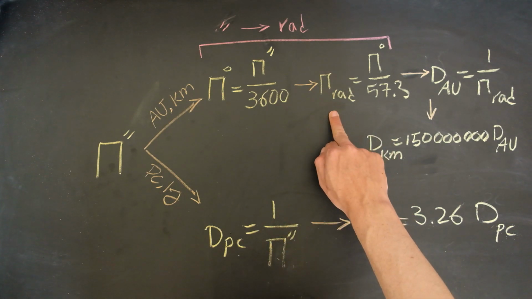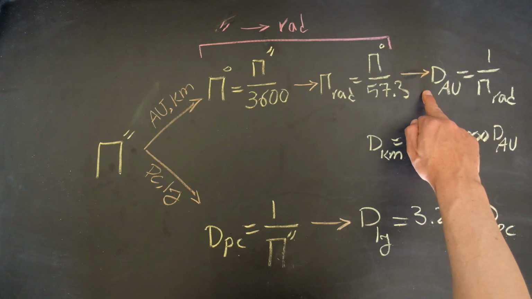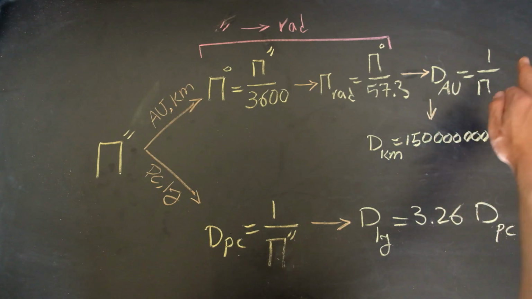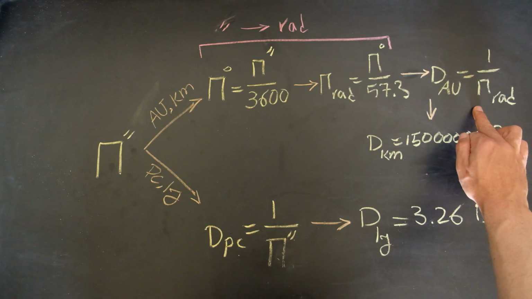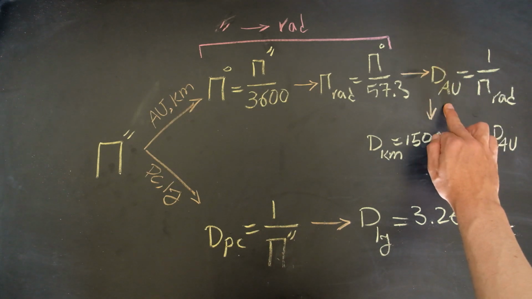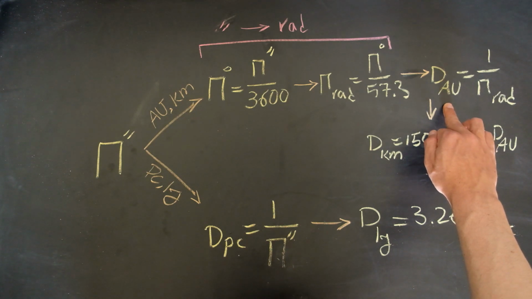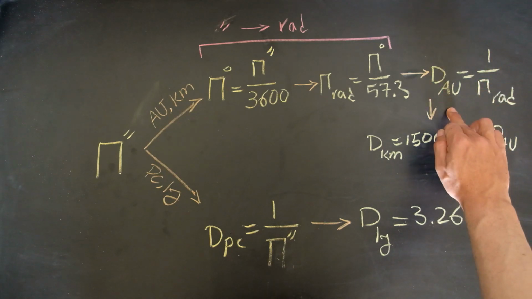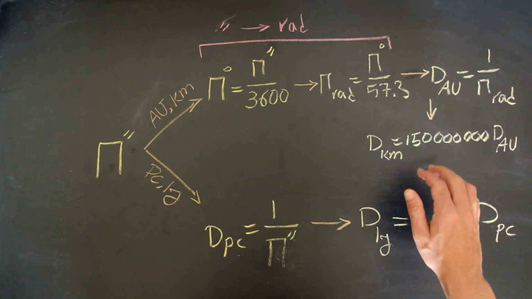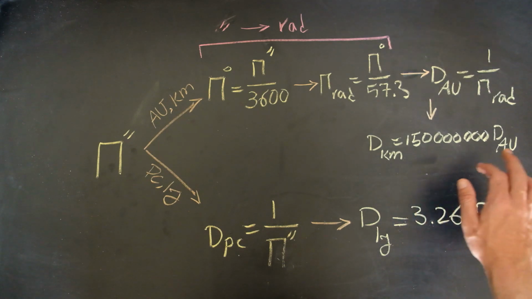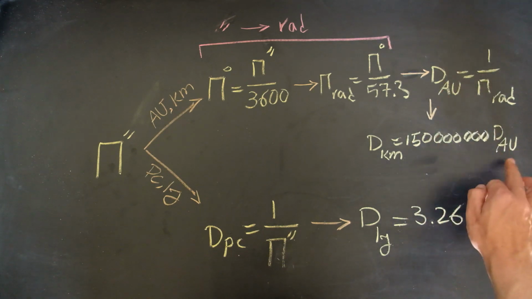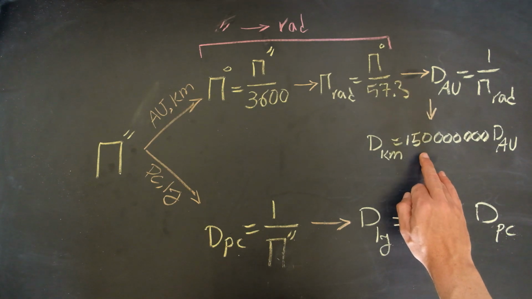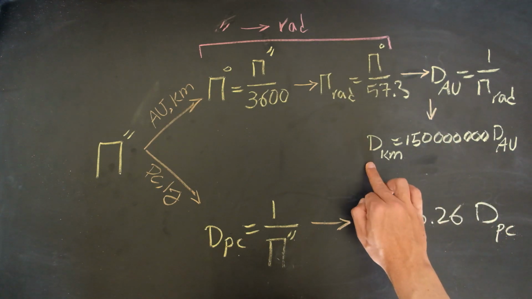Now you have parallax angle in radian. Remember, distance in AU is simply 1 over parallax angle in radian. That will be distance in AU. If you need distance in AU, this is your final step. But if you need distance in kilometers, you have to go 1 step further and take that number in AU and multiply by 150 million. Then you get distance in kilometers.